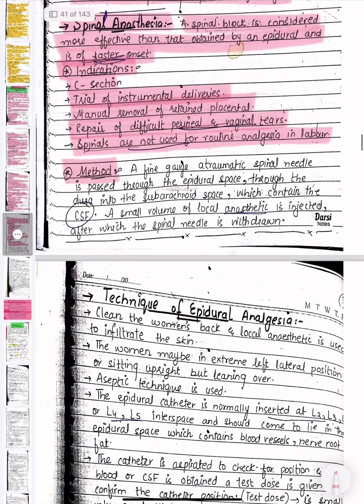The method is a fine gauge atraumatic spinal needle is passed through the epidural space through the dura into the subarachnoid space, which contains the CSF. A small volume of local anesthetic is injected, after which the spinal needle is withdrawn.